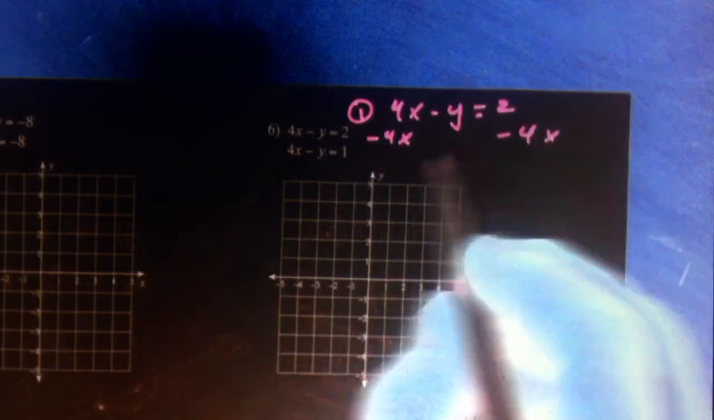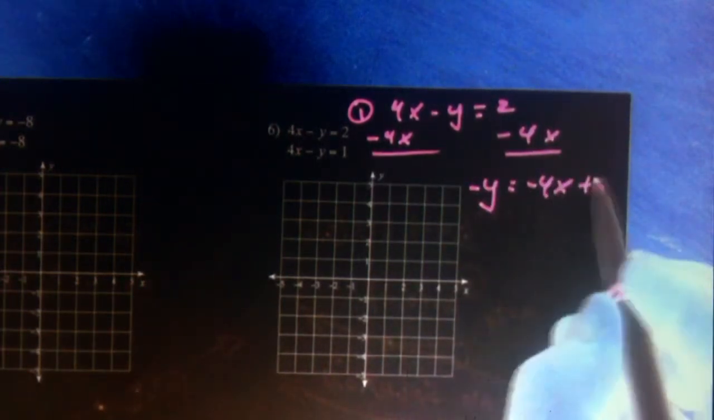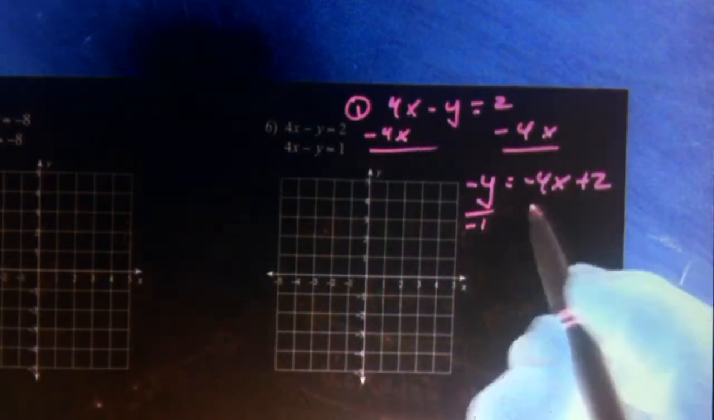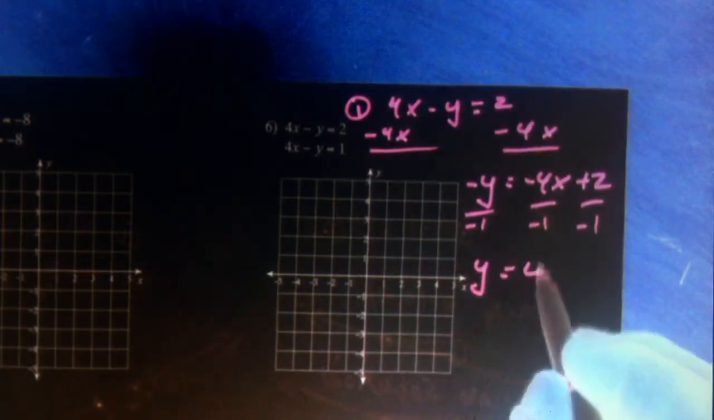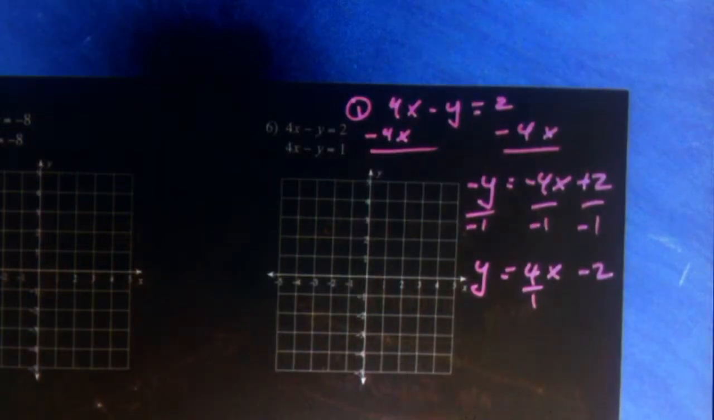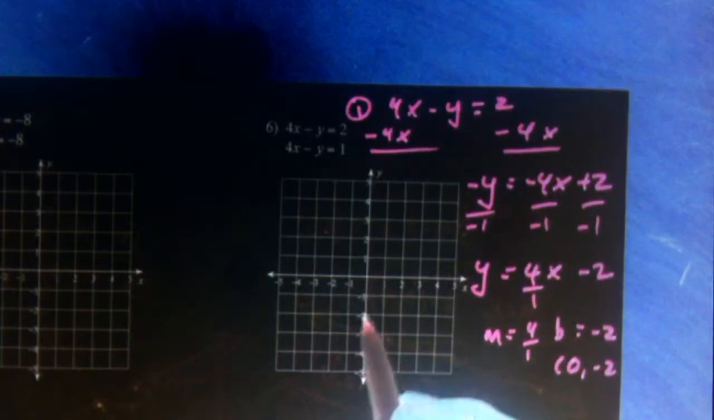I'm going to subtract 4x on both sides. I get negative y equals negative 4x plus 2. And to finish it off, I've got to divide by negative 1 on both sides because I've got to get this into the form y equals mx plus b. I'm going to leave that as a fraction, 4 over 1, because I want my slope to be a fraction. It makes it easier to do my rise over run. b equals negative 2. That means the point 0, negative 2. It's really easy.